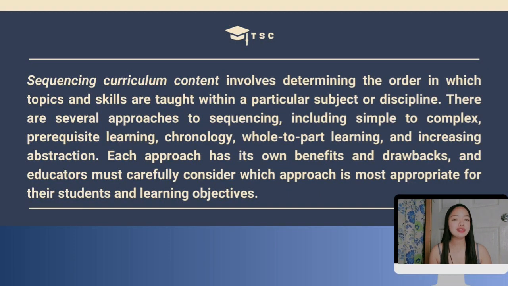So, sequencing curriculum content involves determining the order in which topics and skills are taught within a particular subject or discipline. There are several approaches to sequencing, including simple to complex, prerequisite learning, chronology, whole to part learning, and increasing abstraction. Each approach has its own benefits and drawbacks, and educators must carefully consider which approach is most appropriate for their students and for their learning objectives.